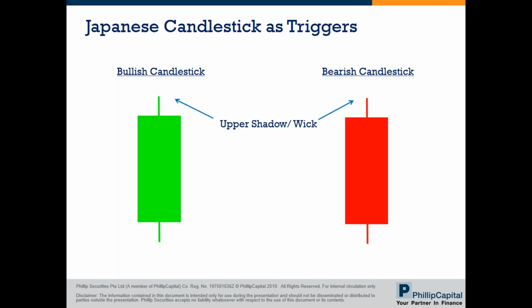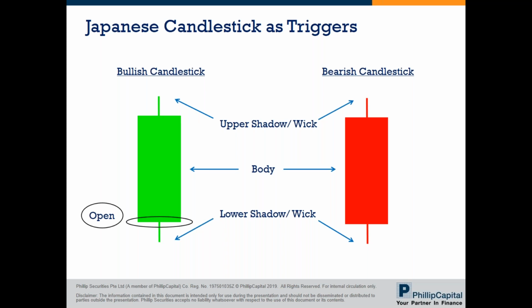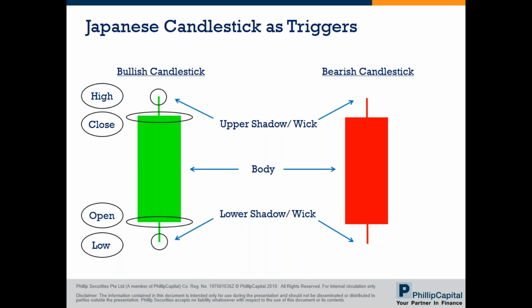So the Japanese candlestick has an upper wick, a body, and a lower wick. The top and bottom will be the price. It could be a 1 hour time frame, 1 day time frame, or 1 week time frame. So that's dependent on the time frame that you are in.